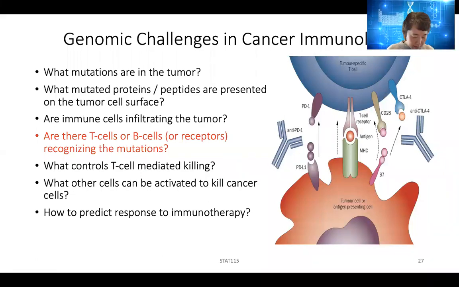Okay, so the next question is, are there T cells or B cells, or their receptors, really recognizing this mutation? We mentioned that T cells and B cells have these types of receptors that recognize all sorts of non-selves. The question is, each of us only has one copy of mom's DNA and dad's DNA. So for the T cell receptor gene, we only have two, one copy from mom and one from dad, but we can evolve to have T cells and B cells with many different receptors to recognize different antigens.